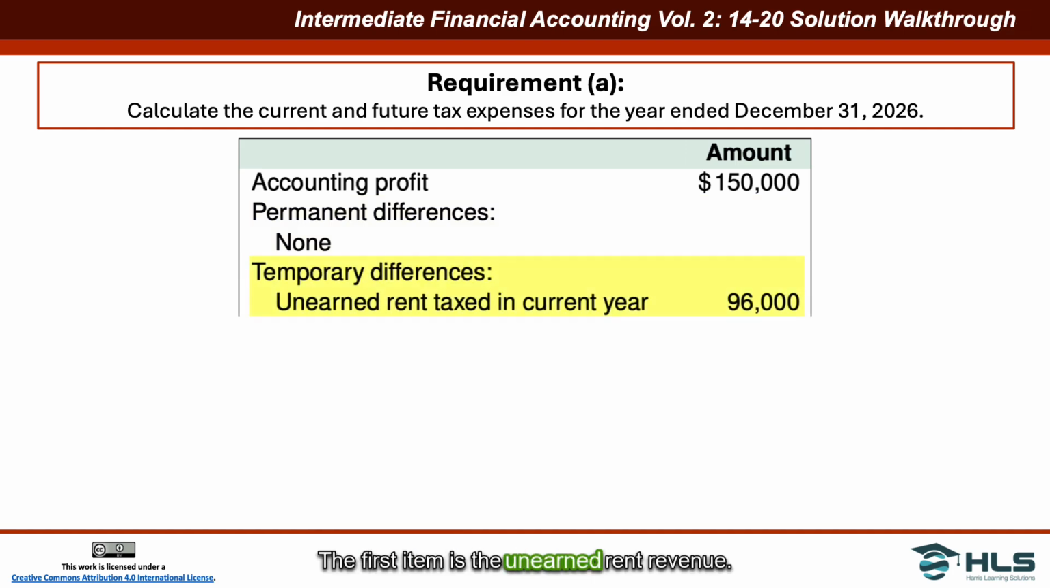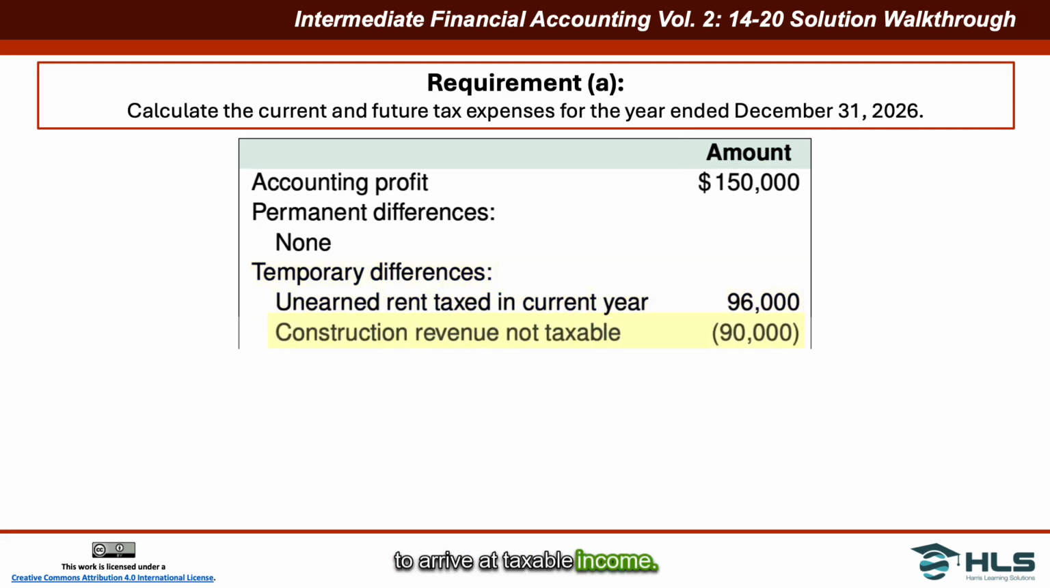First item is the unearned rent revenue. So the company has received on December 31st, 2026, $96,000 in prepaid rent from a tenant. That's 24 months at $4,000 per month. The company is going to recognize that in accounting income over the next 2 years, but for tax purposes, it's taxable when collected. Therefore, we must add the $96,000 in rent received from the tenant to our accounting income to arrive at taxable income.